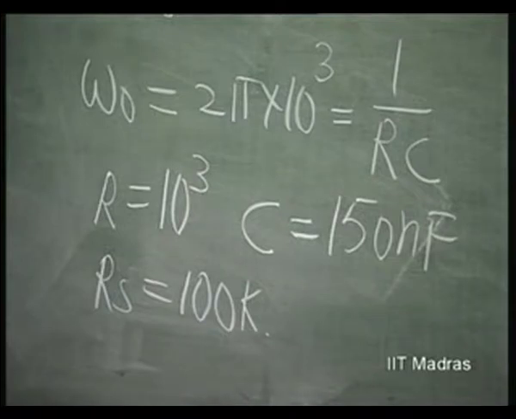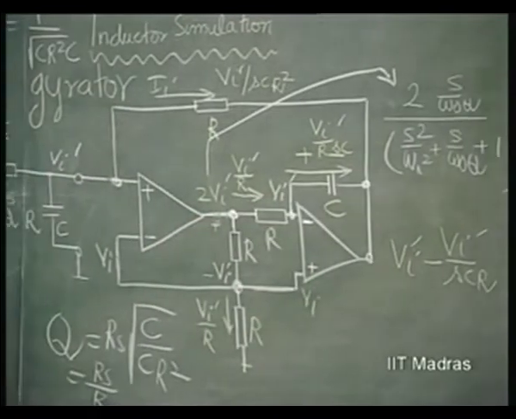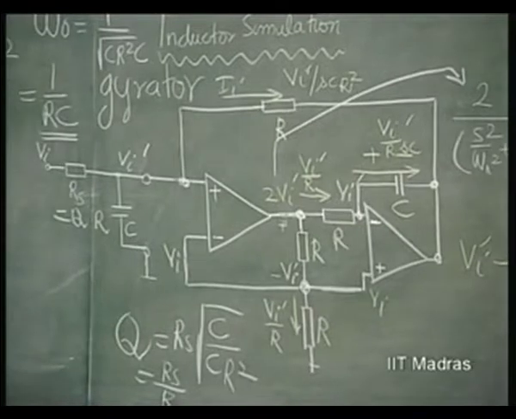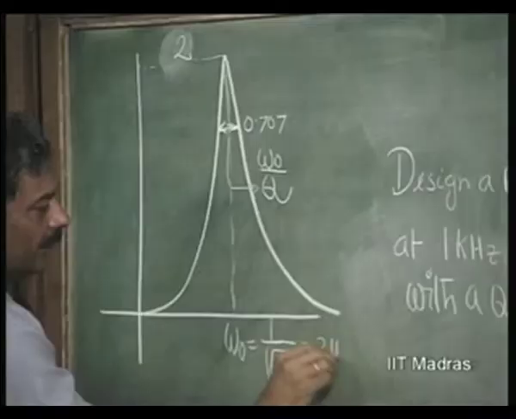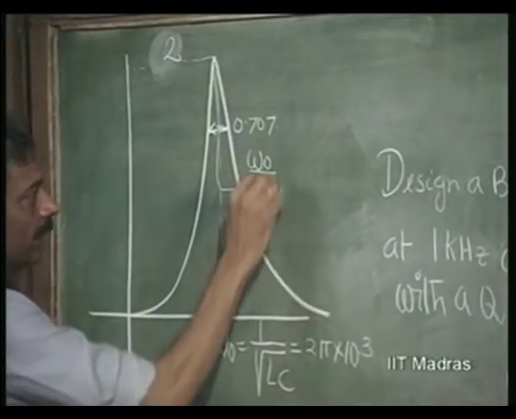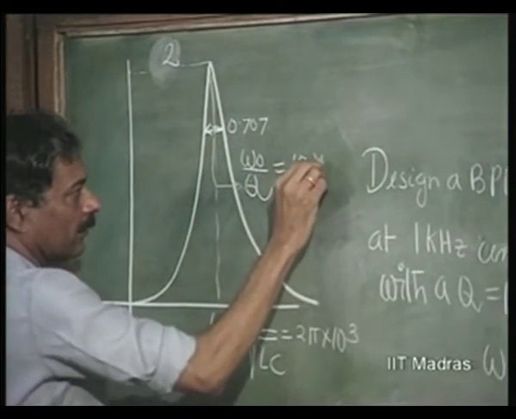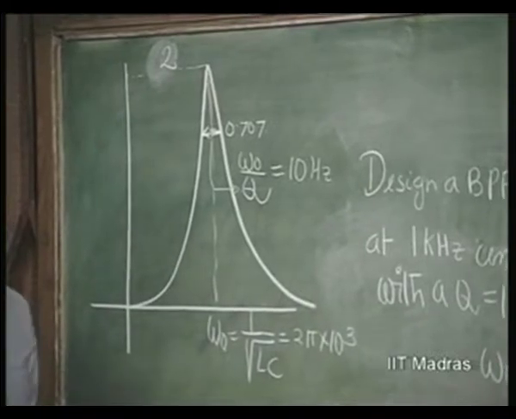Gain at the center frequency is going to be 2, because we are taking the output at this point. Gain at the center frequency is going to be 2 instead of 1. So, actually for our circuit now, if you take the output there, this will be 2, this is going to be 2 pi into 10 to power 3, and this is going to be 10 hertz. So, this is a very simple design.